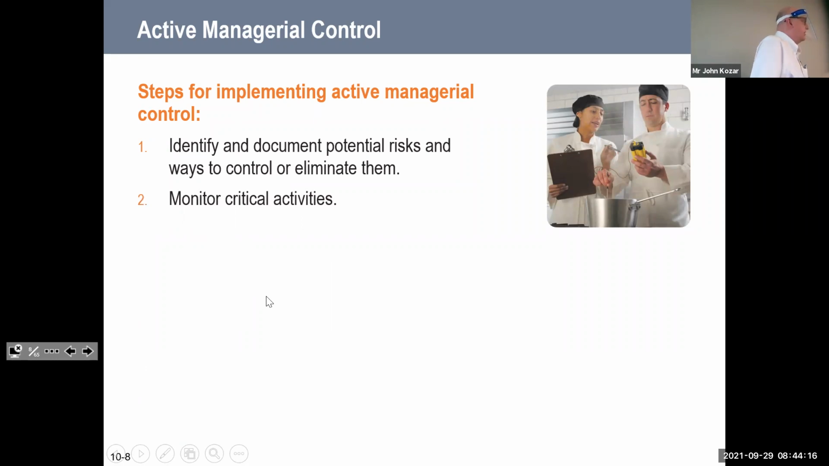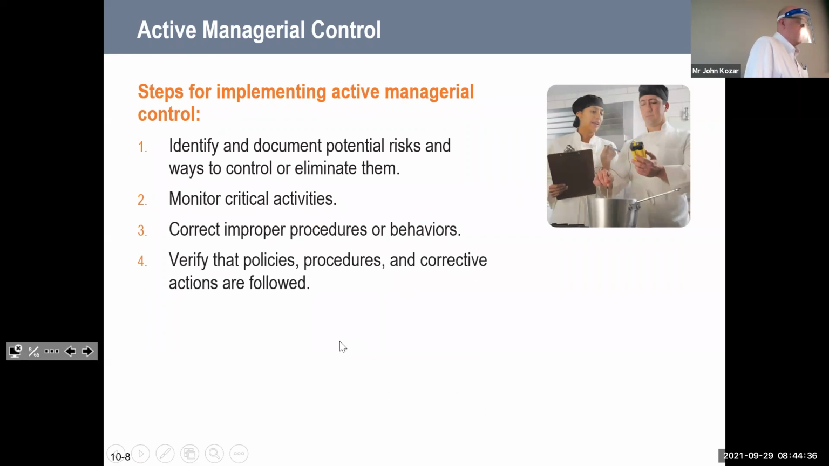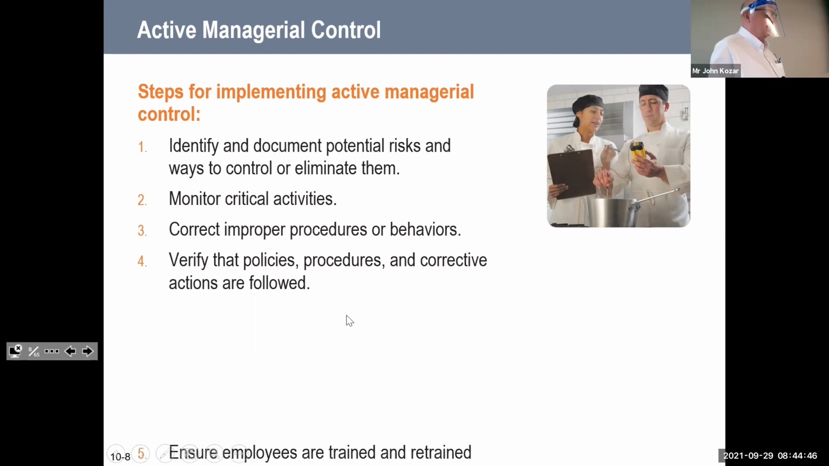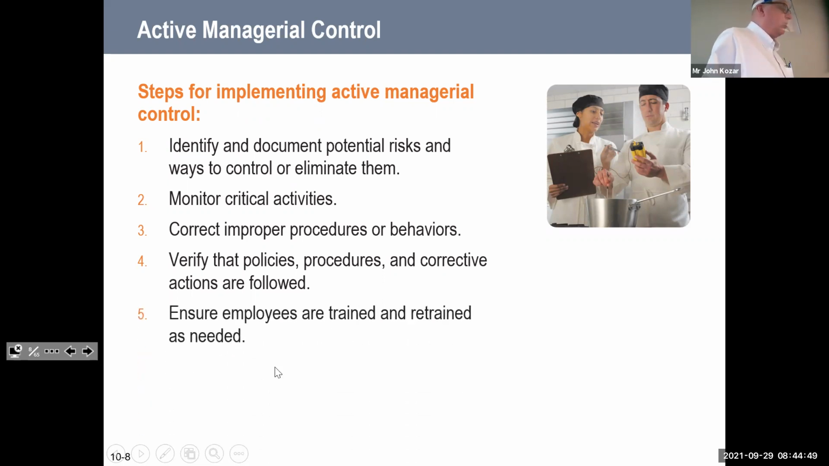Monitor critical activities. So what could possibly go wrong with these menu items? Correct improper procedures or behaviors. So if you see something that's being done incorrectly as a manager, you have to take that corrective action. You also have to verify that the procedures you have in place are all followed. Ensure employees are trained and retrained as necessary.